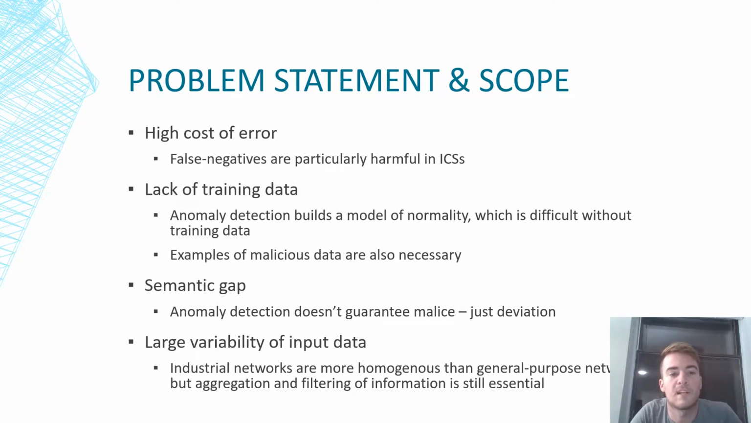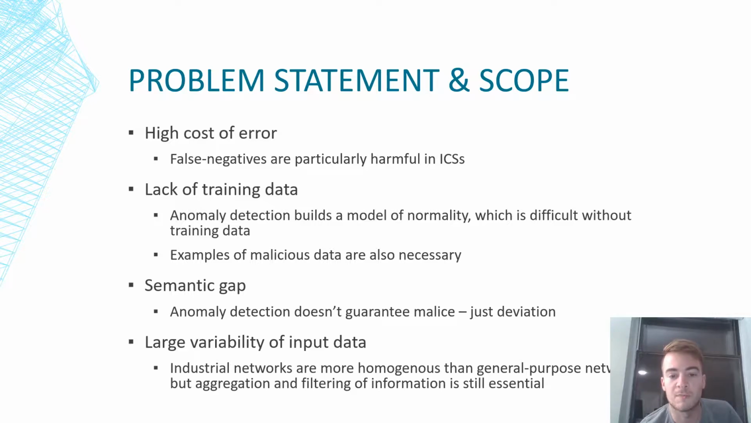So taking a step back, we'll take a look at the exact nature of the problem that ZOE is setting out to solve. When it comes to anomaly detection in industrial control systems, there's a particularly high cost of error. That means that it is particularly important to reduce false negatives. And this makes sense because communications in an industrial control system are controlling physical processes. And so it's necessary for messages to get where they're going, because otherwise the underlying physical processes might malfunction. There's also a lack of training data.